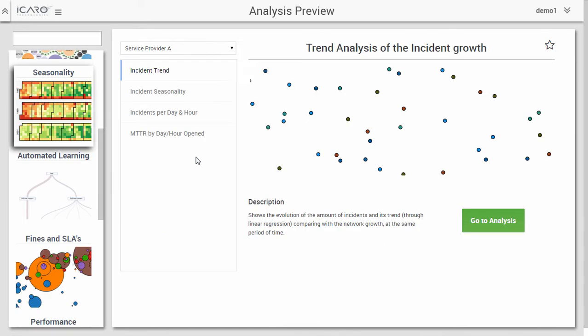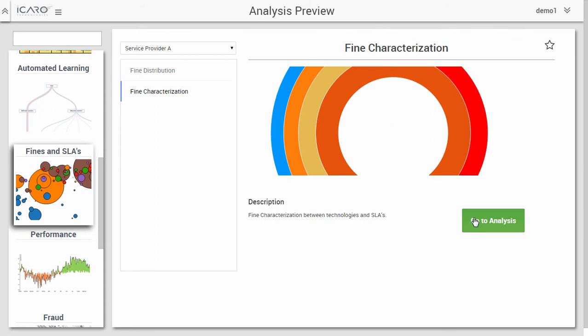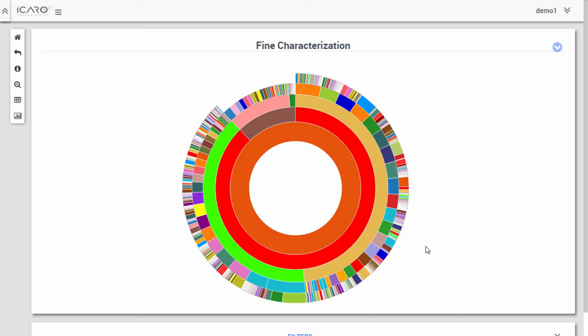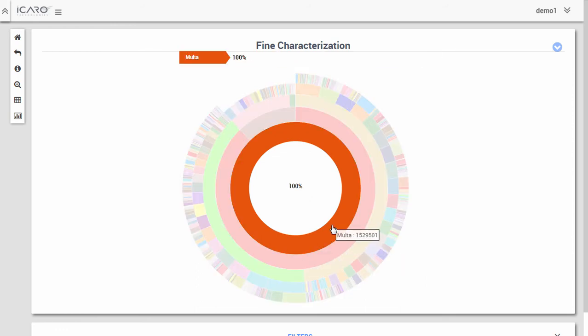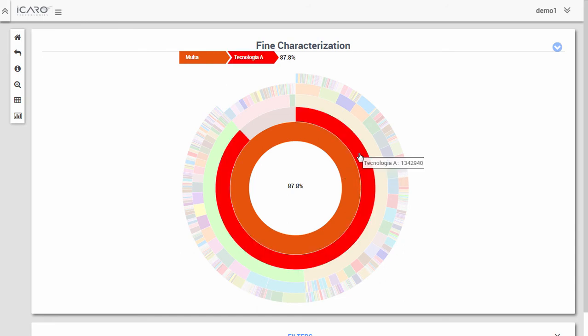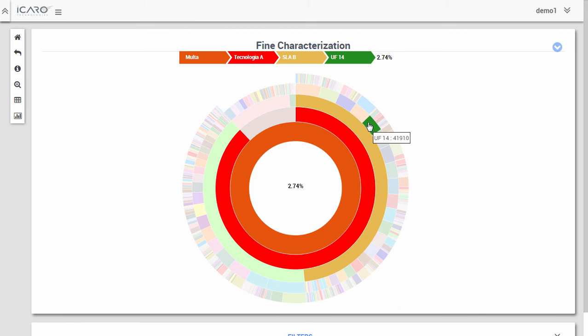Well, another type of analysis that we can have is the characterization of penalties and fines. For example, in this chart here, we have the penalties or fines. So 100% is in the middle, in the circle in the middle, and then it starts breaking down. Technology A corresponds to 87.8% of the penalties. Technology A, SLAB, and so on. You could go to the state and to the specific site responsible for the fine or for the penalty.